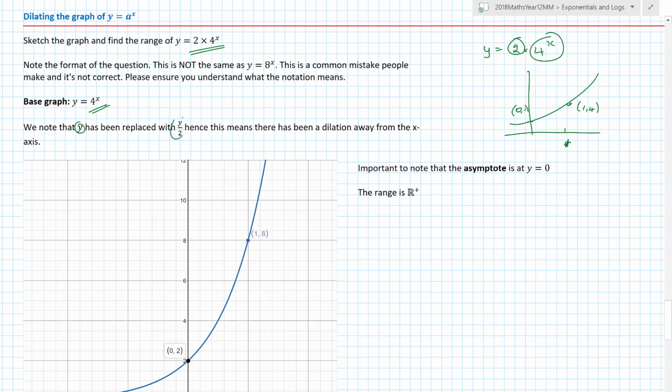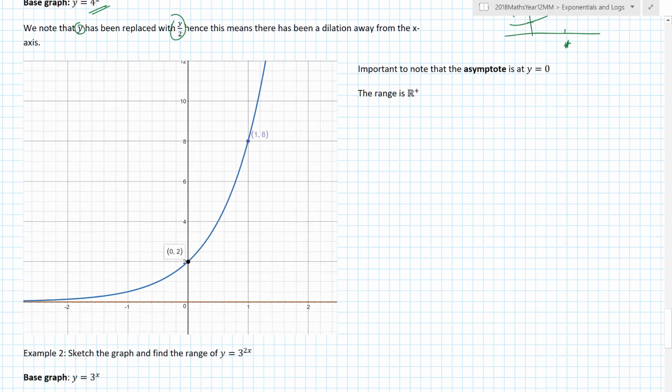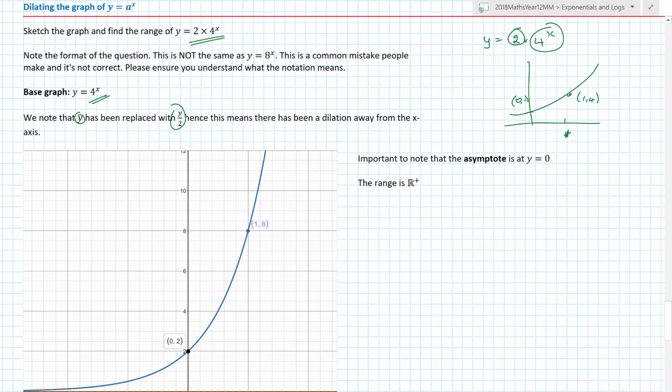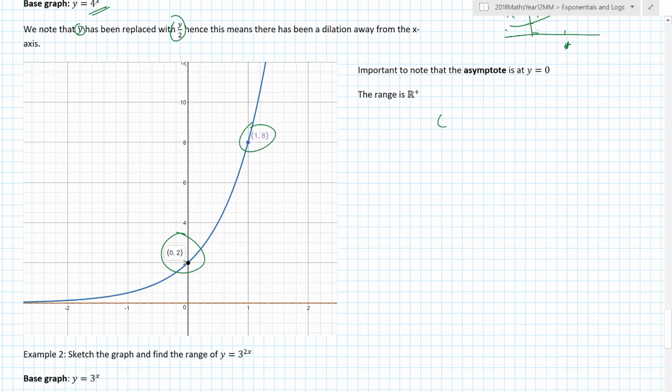We've replaced y, using these shortcuts from previous in the video. y has been replaced with y over 2. Hence, it means there's been a dilation away from the x-axis. Well, using my base graph, I now know that all of my values are going to be doubled, including this crossing point, because it's changing the y values. So rather than going through 0, 1, it now goes through 0, 2. And rather than going through 1, 4, it goes through 1, 8. Once again, making sure that we make our examiners happy. There is y, there is x. My asymptote has the equation y equals 0. And I think that's probably got all of the marks that I should need in an exam.